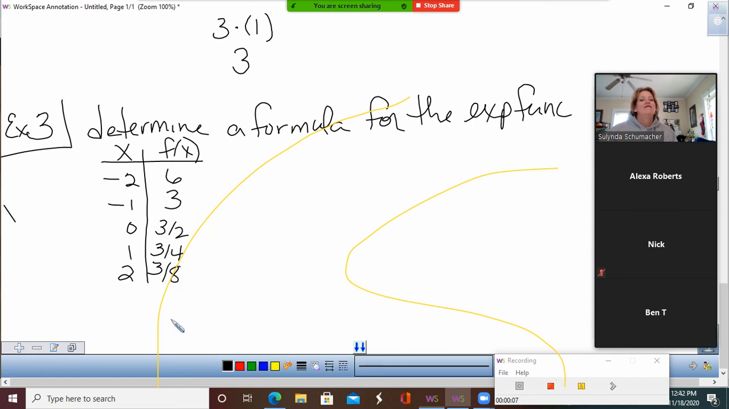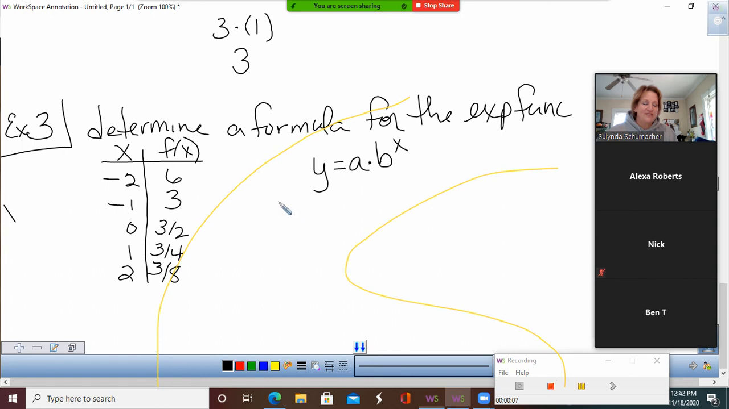Okay. So remember, exponential functions look like this. So really we're looking for A and B. Now you can do one of two things. You can plug this into list 1 and list 2, go back into stat, over to calculate, and down to exponential reg. You can do that, but you guys know how to do that.